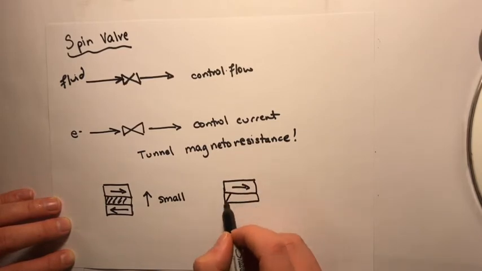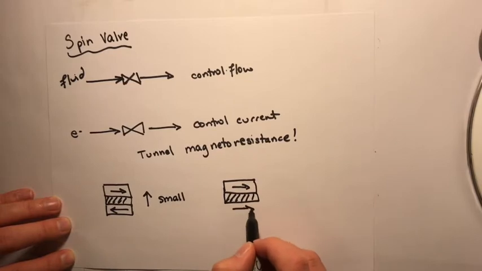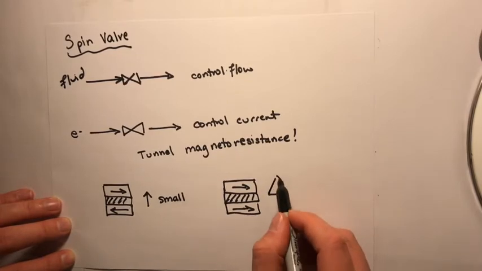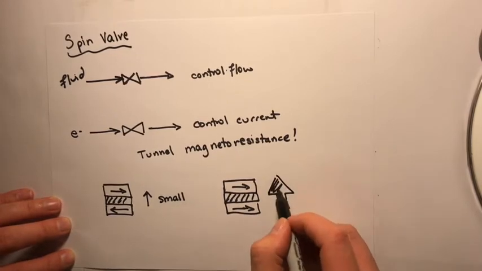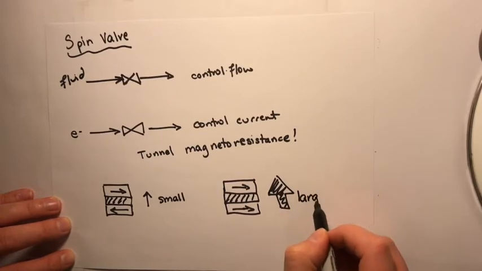However, if you have two ferromagnets that are polarized the same way, then you'll be able to get a much larger tunneling current. SP-STM leverages this effect to image magnetic domains.